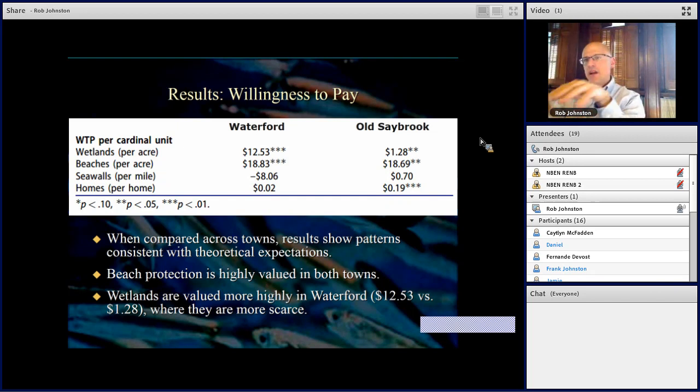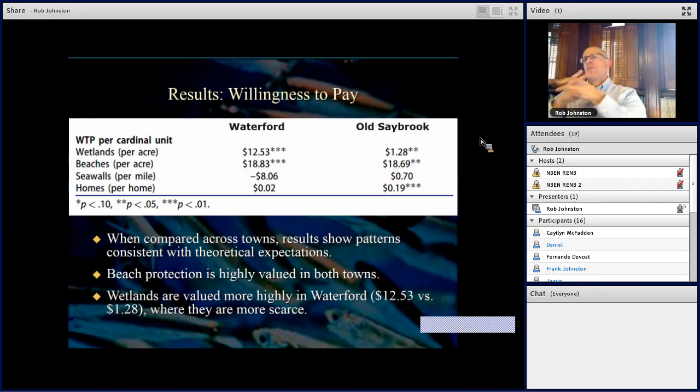Now, interestingly, it turns out that seawalls, although the model will give you a number no matter what you put in it, notice there are no statistical significance stars there. That basically means we can't say with any degree of certainty that the number is different from 0. So effectively, we have to assume that it's 0. Even though the cardinal numbers are what they are, we can't prove that value is real.